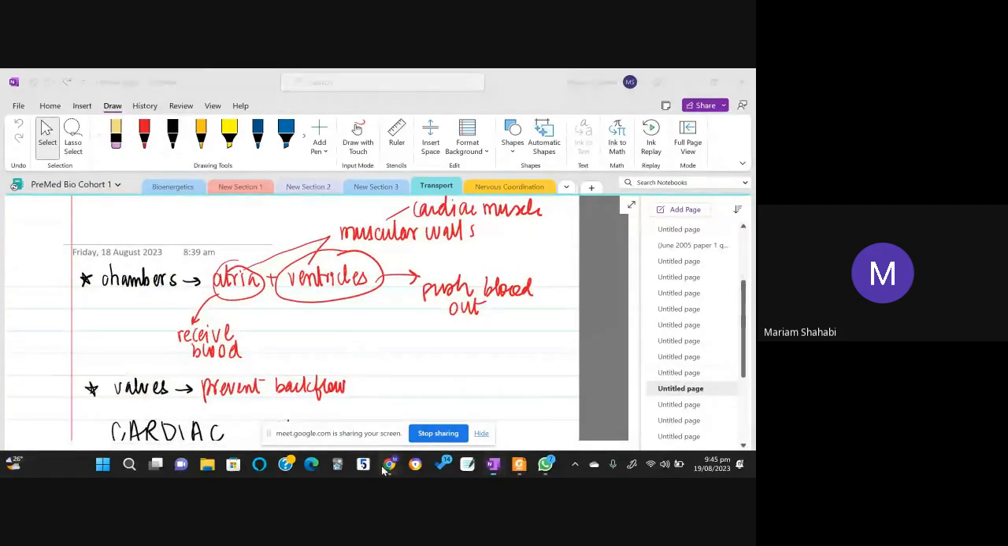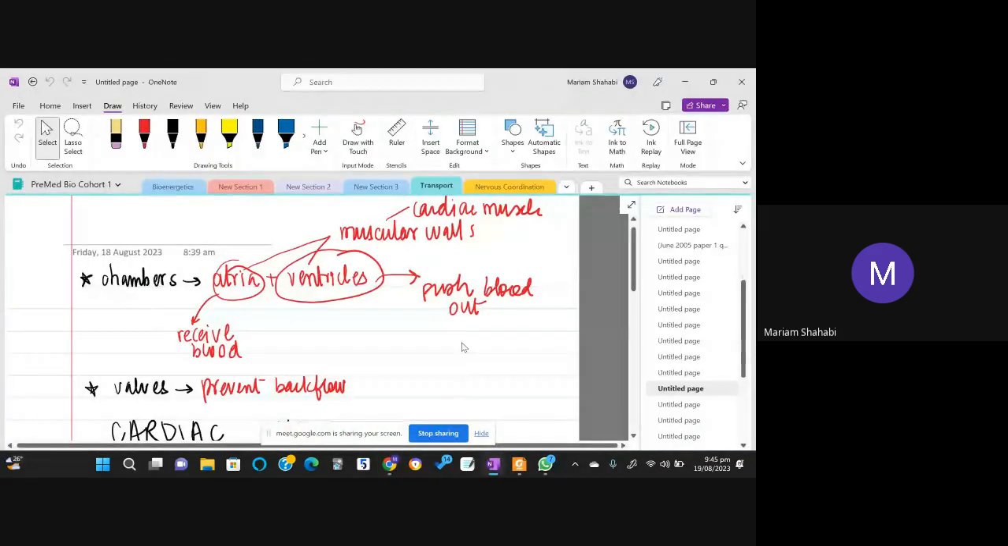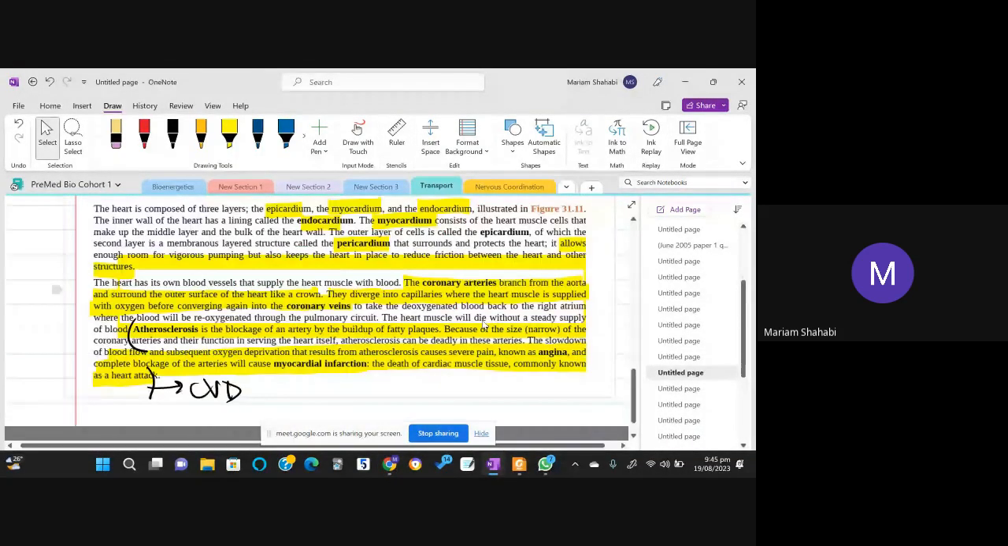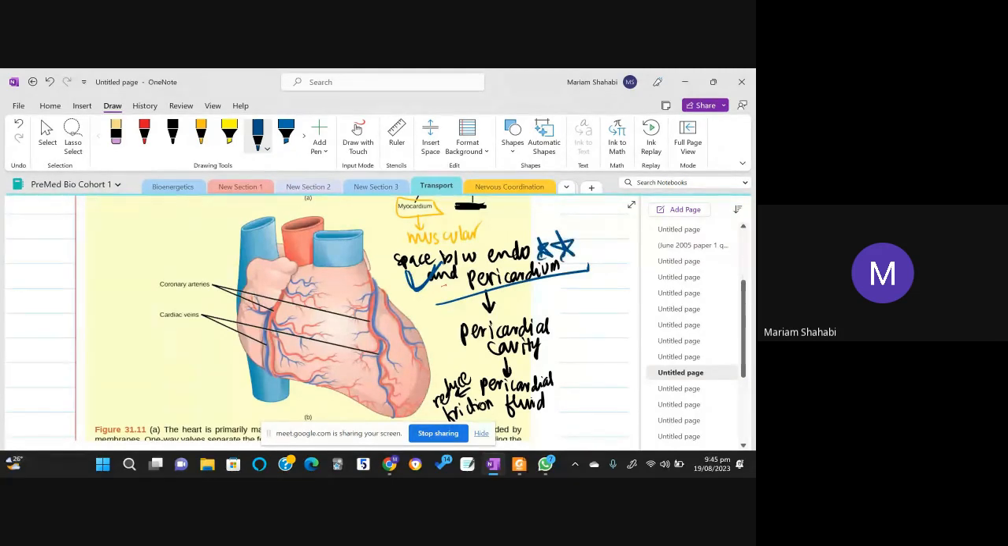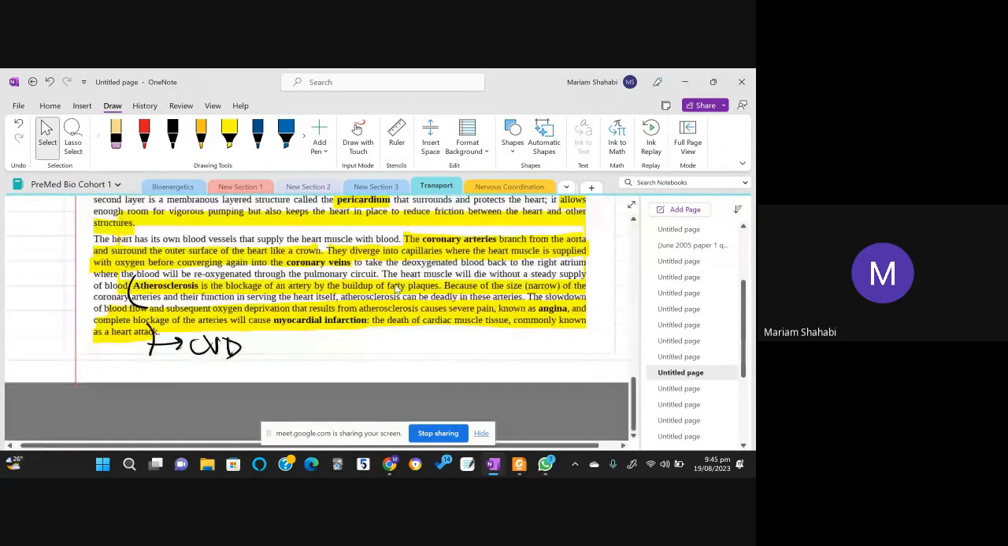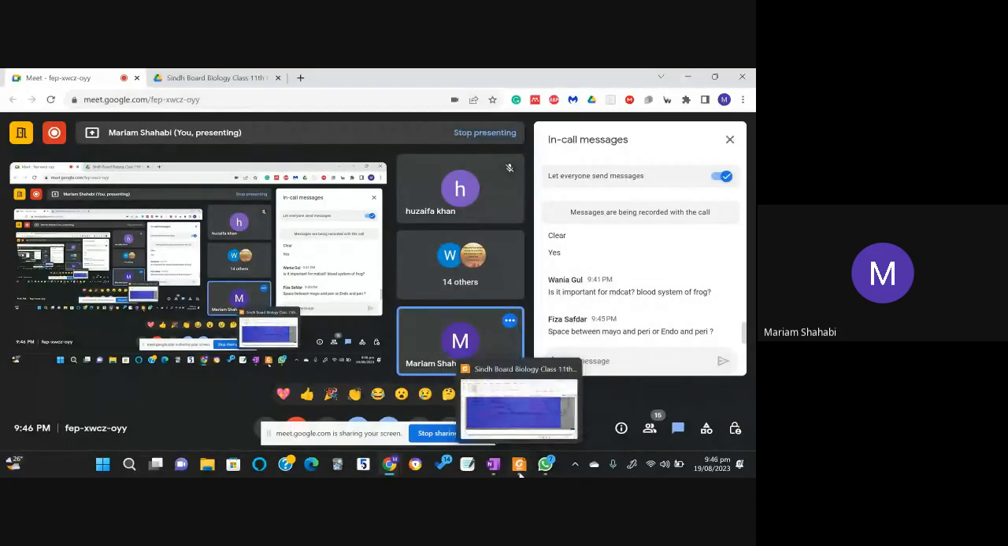इसमें कुछ पूछना तो नहीं है किसी को? Any objections? Space between the endocardium and the pericardium. Okay, I'd like to make it clear. मैंने लिख दिया है. See, space between endo and peri. This is correct. Okay, just remember this. Endo and peri. Clear? Any questions? I think not.